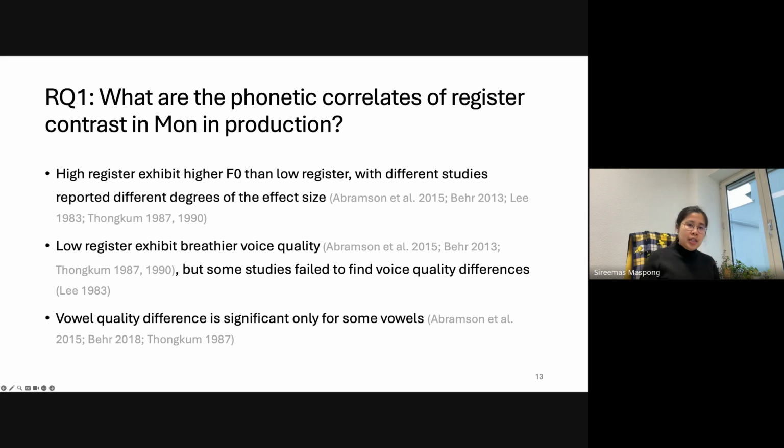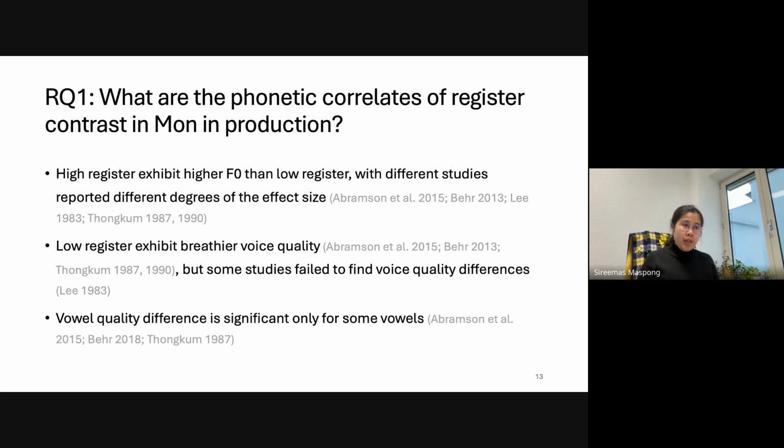For the question of production, we have looked into the previous literature, and here's the list of what people have talked about Mon register. In phonetic studies, it has been shown that high register exhibits higher F0 than low register, with different studies reporting different degrees of effect size. Some studies said that it's very small, maybe just a byproduct of something else, while others said that it's large enough to be similar to a tone language.